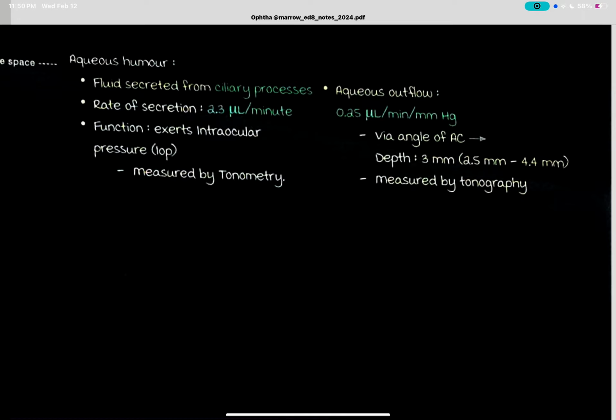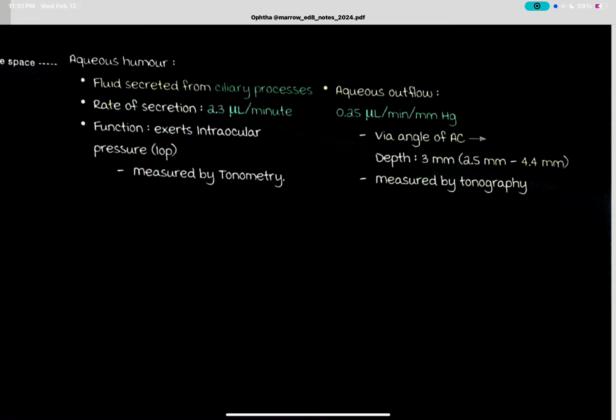Aqueous outflow is 0.25 microliter per minute per mmHg via angle of anterior chamber. Depth 3 mm, 2.5 mm to 4.4 mm.